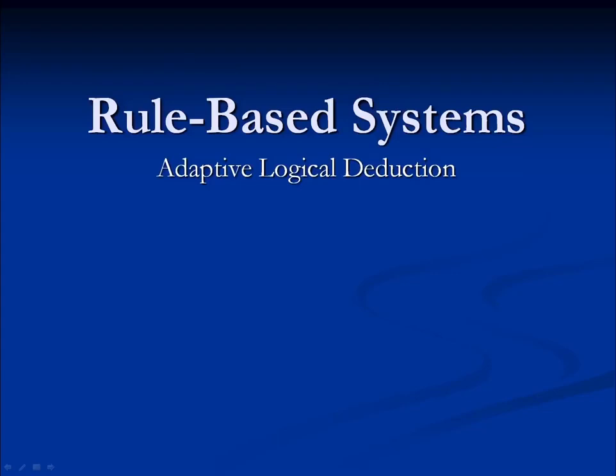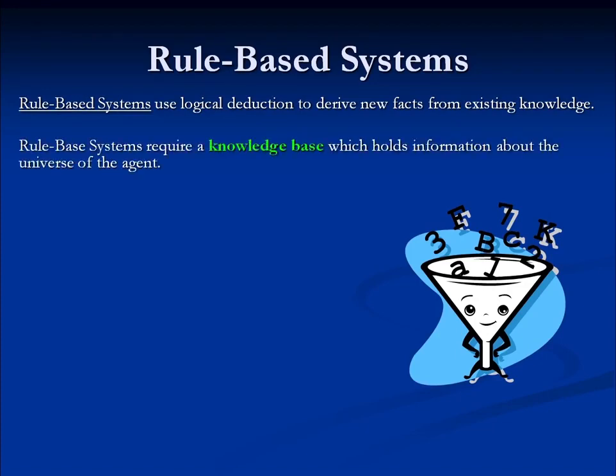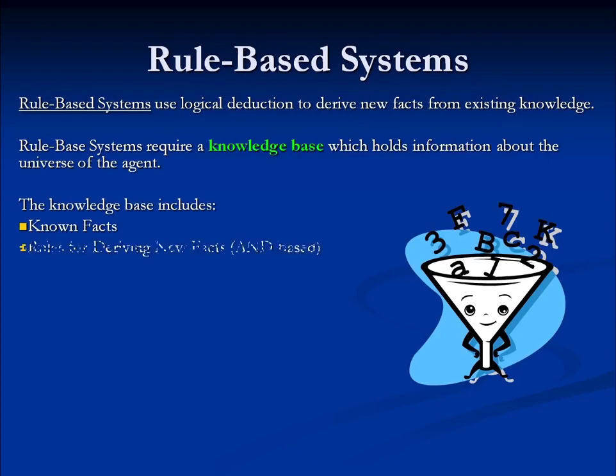One way to build such constructs is what we call a rule-based system, which uses logical deduction to derive new knowledge from existing data. In a rule-based system, we store all information that an agent has about its universe in a construct known as a knowledge base. And the knowledge base has two particular types of data. What we call known facts, or just facts for short, are direct, unconditional statements. Rules, which are used for deriving new information, are conditional. If one thing is true, then another thing is true.